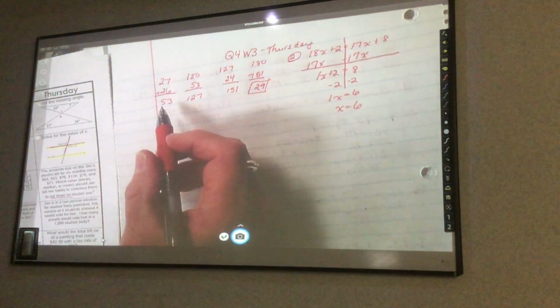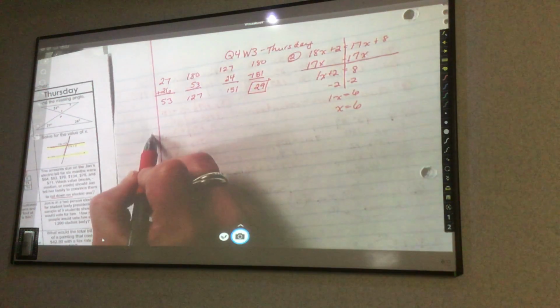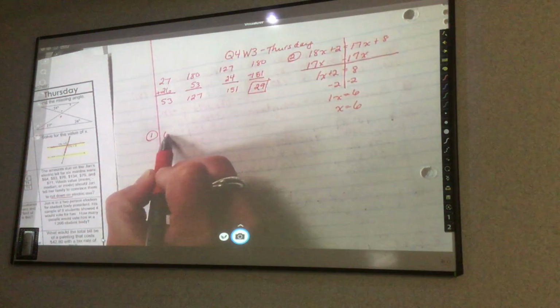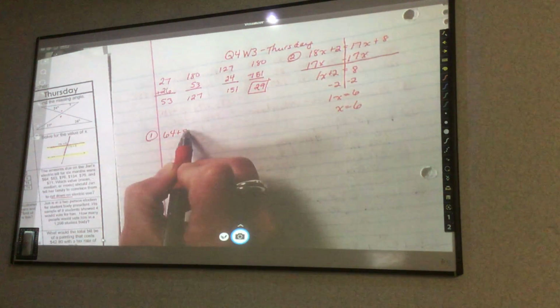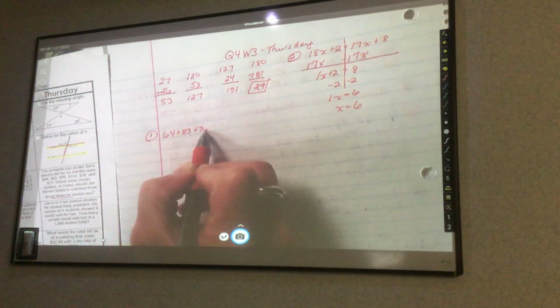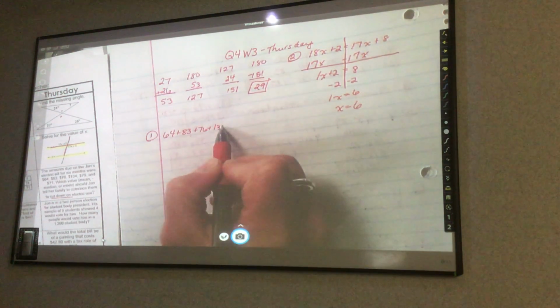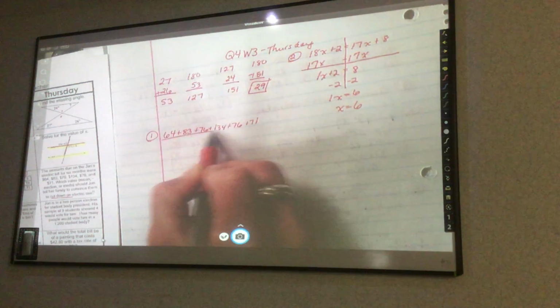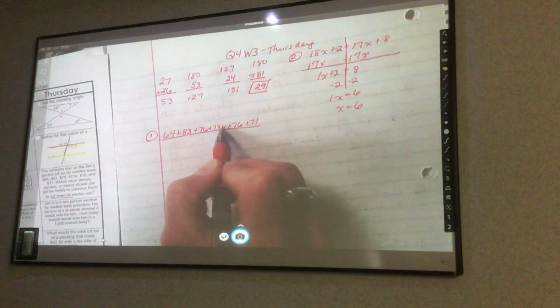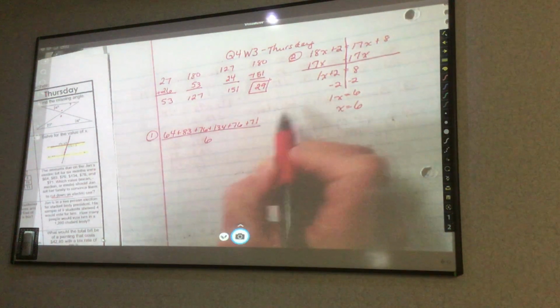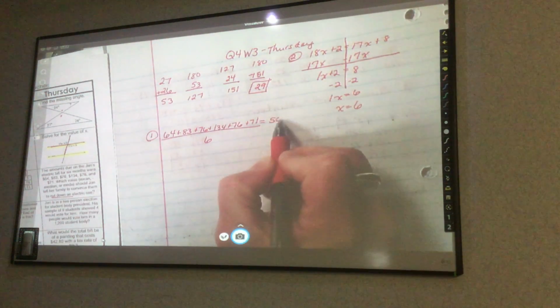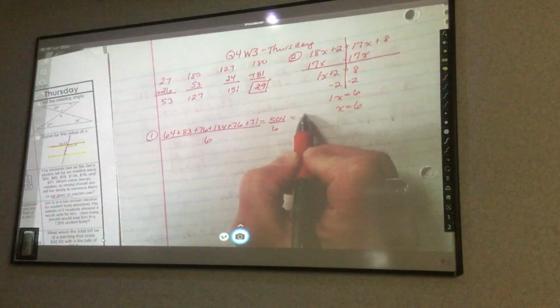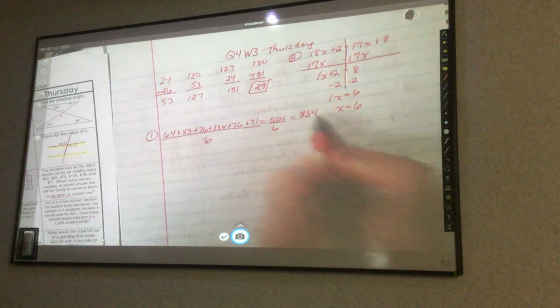So if you have to find the mean, we're going to do that first, and you're adding them all up. 64 plus 83 plus 76 plus 134 plus 76 plus 71, and I divide that by 1, 2, 3, 4, 5, 6. So that'd be 504 divided by 6, which is $84, right?